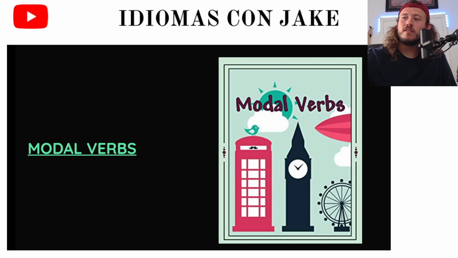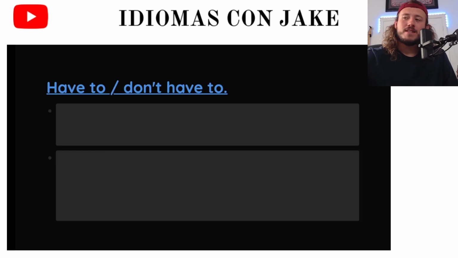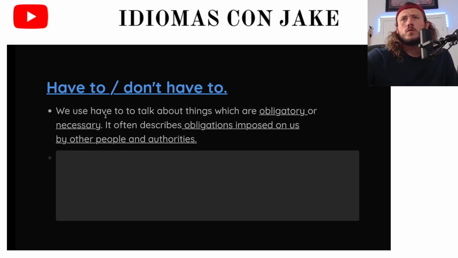¿Qué son los modal verbs? Vamos a ver. Empezando con este verbo que es tener que, to have to, y no tener que, to not have to o don't have to. We use have to talk about things which are obligatory or necessary. So usamos have to para hablar de las obligaciones o lo que es necesario. It often describes obligations imposed on us by other people and authorities. Normalmente describe las obligaciones que nos ponen las autoridades o otras personas.